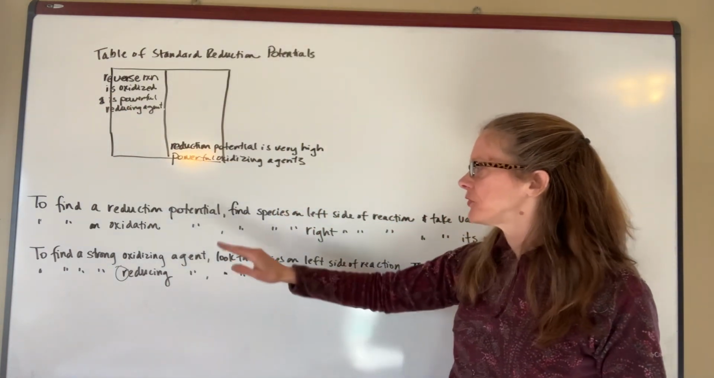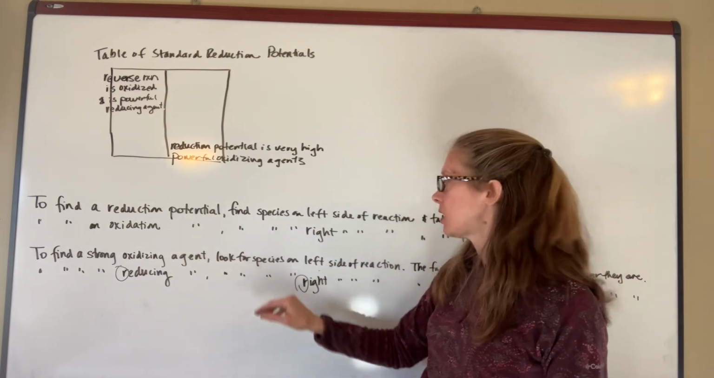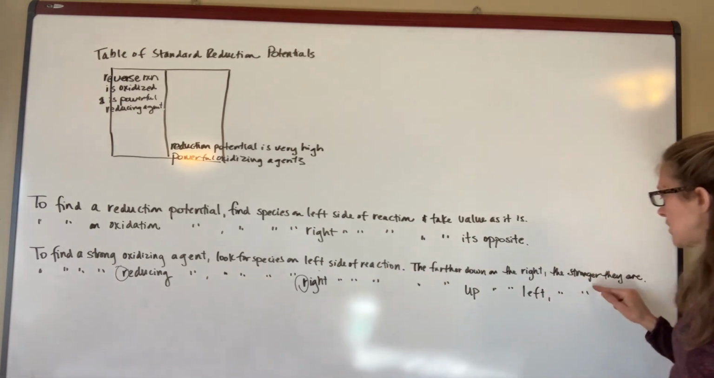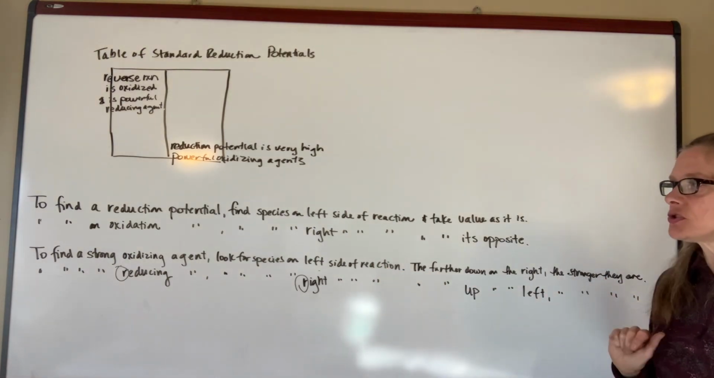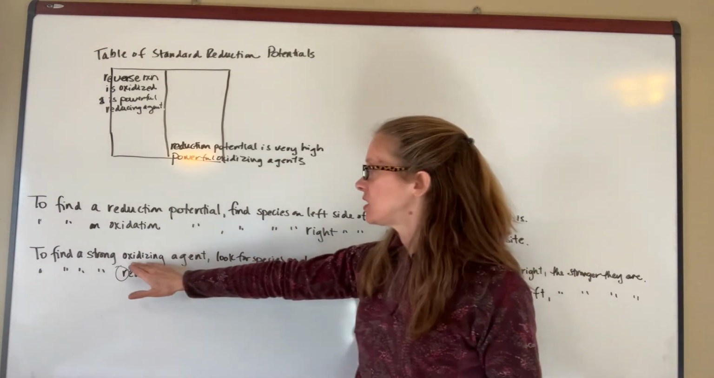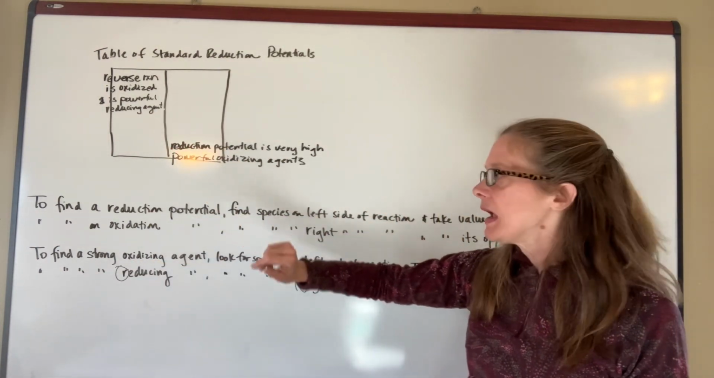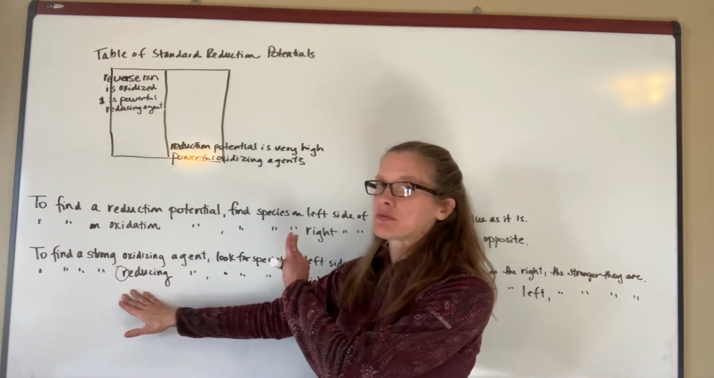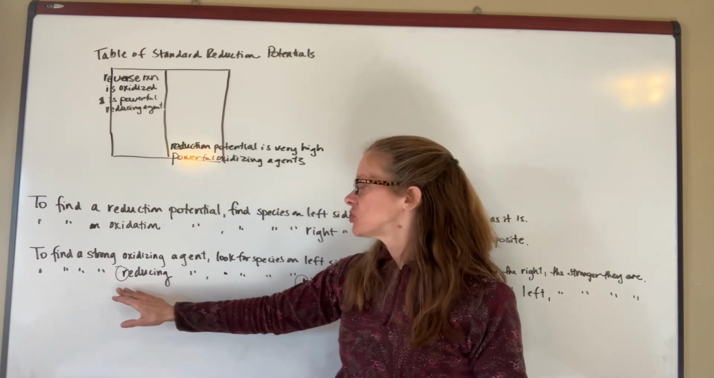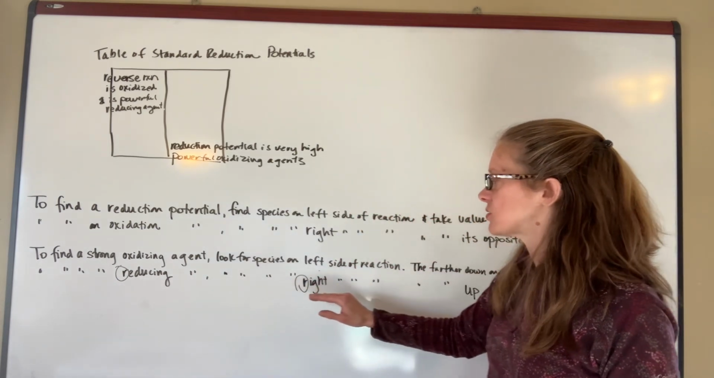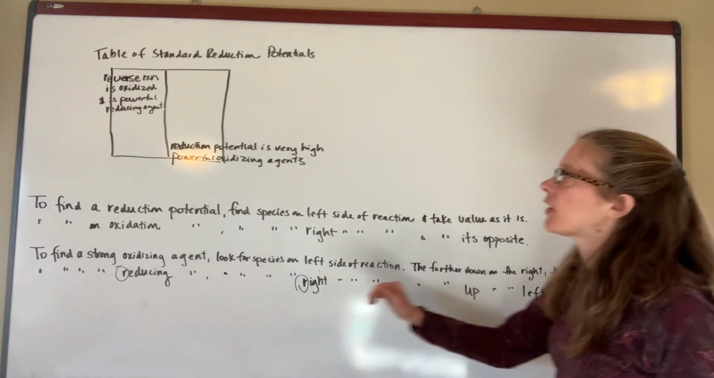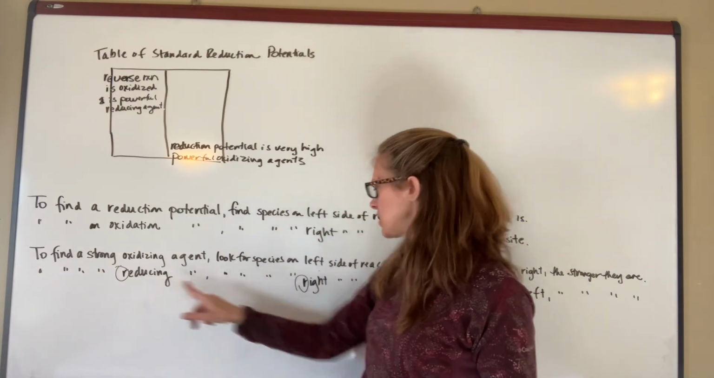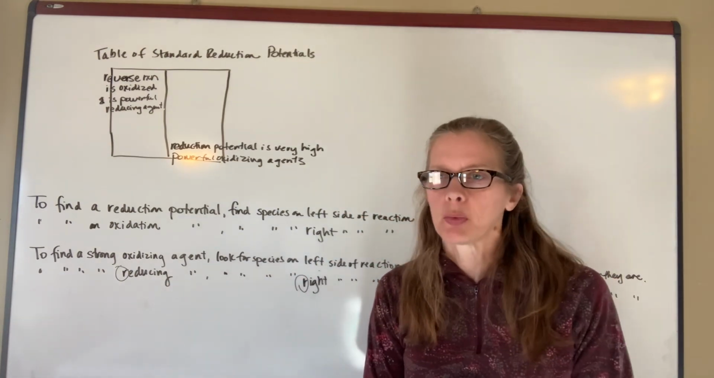So if I want to find a strong oxidizing agent, I'm going to look for the species on the left side of the reaction, and the further down on the right, the stronger an oxidizing agent it is, because all of these things are being reduced. If I want to find a reducing agent, I have to look at the oxidation side of things. So I would have to flip all the equations backwards. To find a strong reducing agent, I'm going to look for the species on the right side of the equation, and the farther up and on the left it is, that's going to be your really strong reducing agents. And reducing and right both start with an R, if that helps you at all.